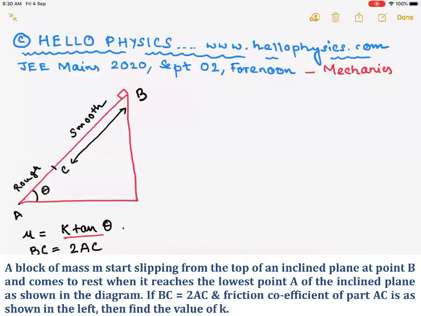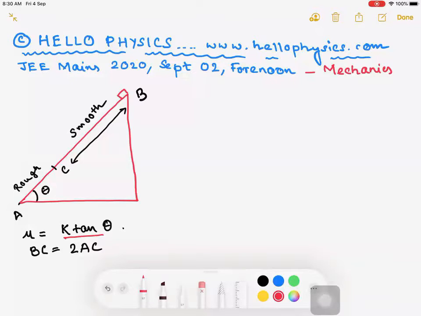Now the total length of the inclined plane is not given, but it has been mentioned that the portion BC is equal to 2 times AC. That is, the smooth portion is 2 times the rough portion. Now an object starts from rest from this point B, and it starts falling down. It is observed that when this object reaches A, its final velocity becomes equal to 0. So what you have to do is find out the value of this K.